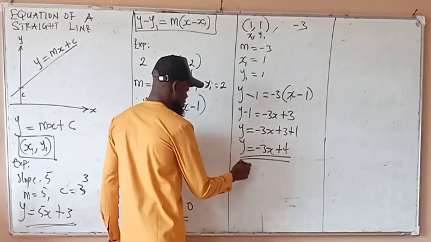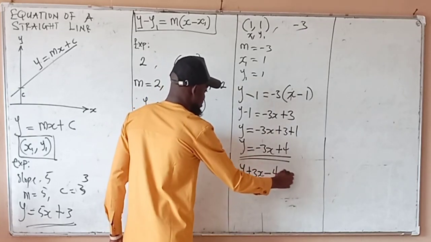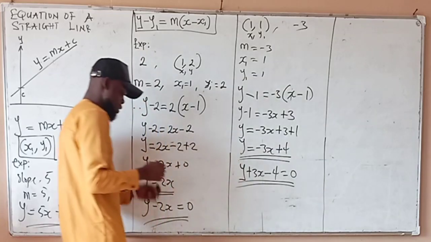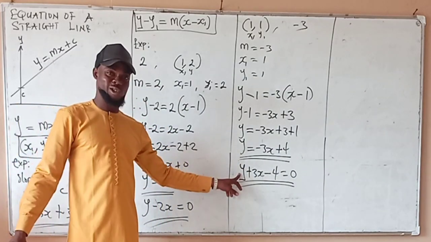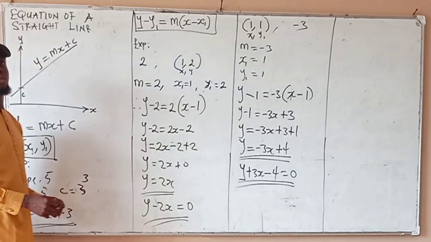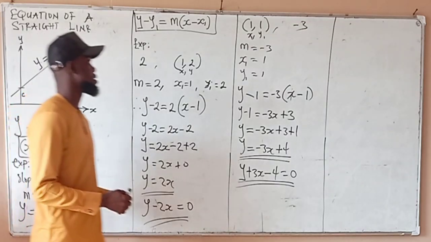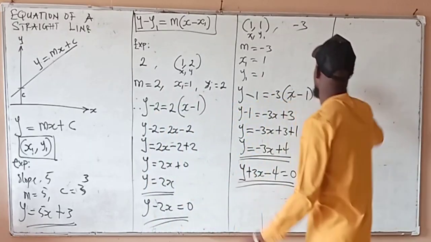Or you can also say, moving everything to one side, y plus 3x minus 4 equal to 0. This one can also be the answer. So this and this are correct. They are the equation of this straight line. So you take note of that. It's very, very important. So let's look at one more question.